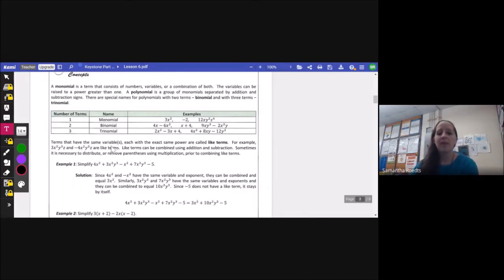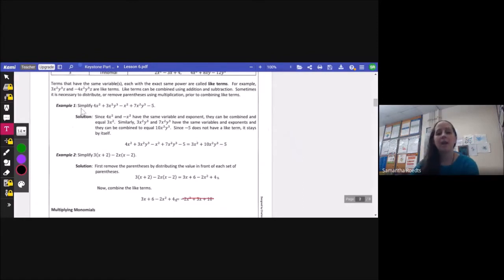So terms that have the same variable or variables, each with the exact same power, are called like terms. So for example, 3x squared y cubed z and negative 4x squared y cubed z are like terms. Notice that the coefficient up front is different. I have a 3 and a negative 4, but the variables are raised to the same powers. So these are monomials, but they are like terms. They both have x squared, they both have y cubed, and they both have a z. So like terms can be combined using addition and subtraction. Sometimes it is necessary to distribute or remove parentheses using multiplication prior to combining like terms.